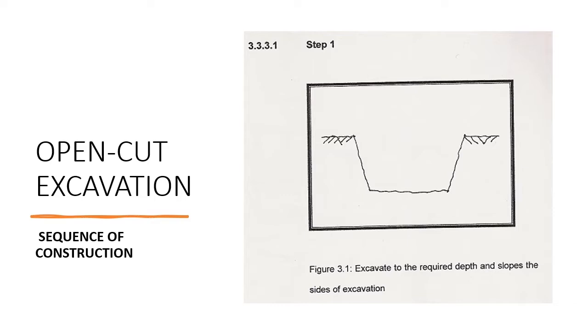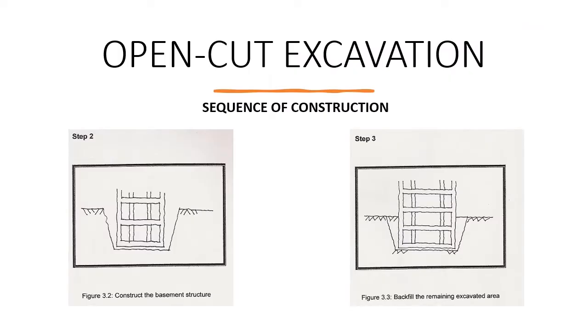The typical sequence of construction for open cut excavation: first, we need to excavate to the required depth and slope the site of excavation. So ini adalah sampai level yang kita nak lah untuk kita punya basement. Next, we're going to construct the basement structure. So this is the conventional method. Jadi dia akan construct bottom going up and then backfill the remaining areas yang kita excavate, area slope tu.